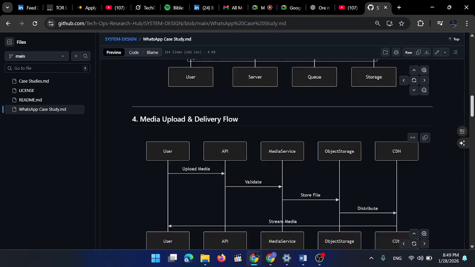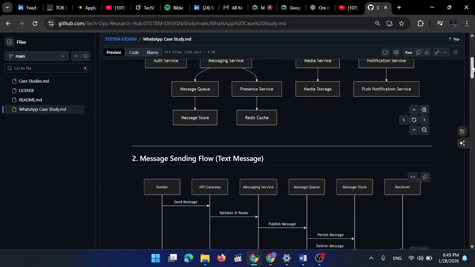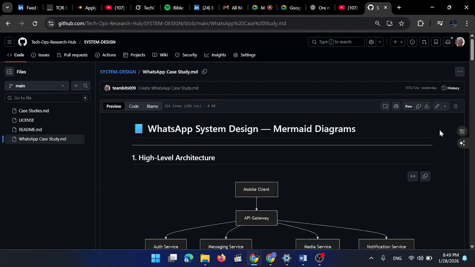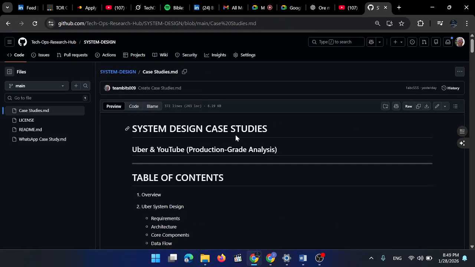So that is all about WhatsApp, and I'm glad that we've been able to look into that. I would like us to now get to Uber and YouTube. These are also case studies, and I want us to now do a comparison between WhatsApp, Uber, and YouTube. This is basically a production grade analysis just to help you see how clearly this operation is important.